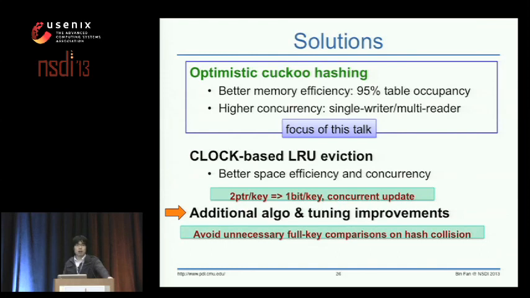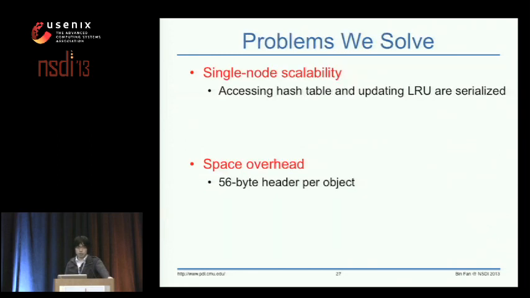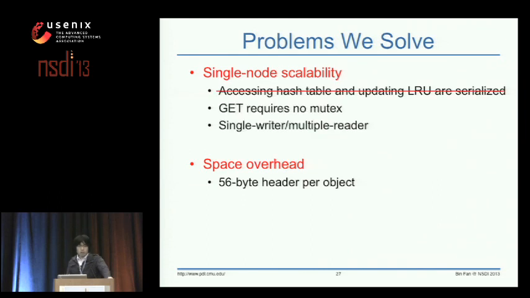Also, we have a set of algorithmic changes. We try to avoid unnecessary full key comparisons on hash collisions. The problem we solved here is that we get rid of the mutex on the get path, and we implement a single-writer, multi-reader hash table. And also, we reduce the 3 pointers with a 1 reference count to 1 pointer plus 1 reference bit.